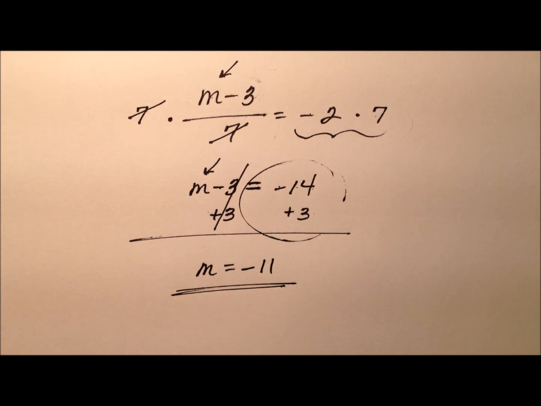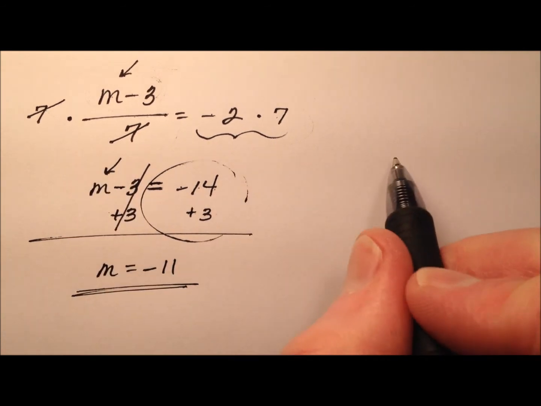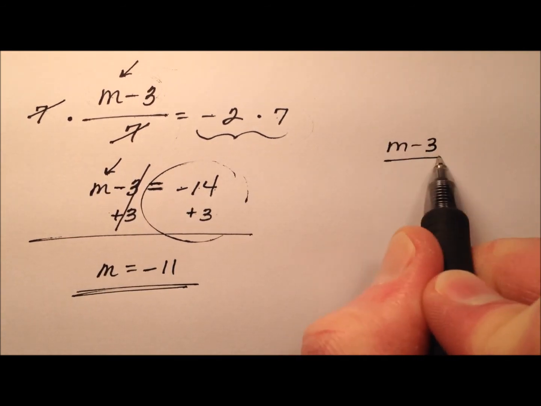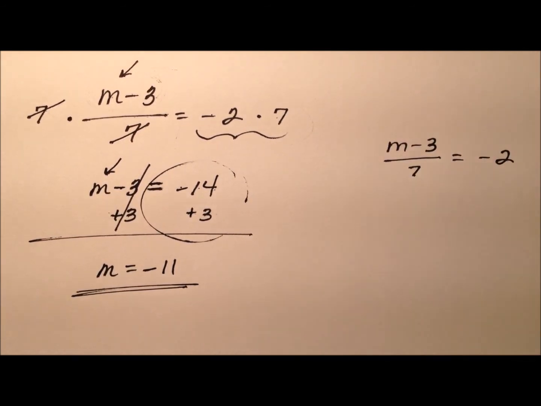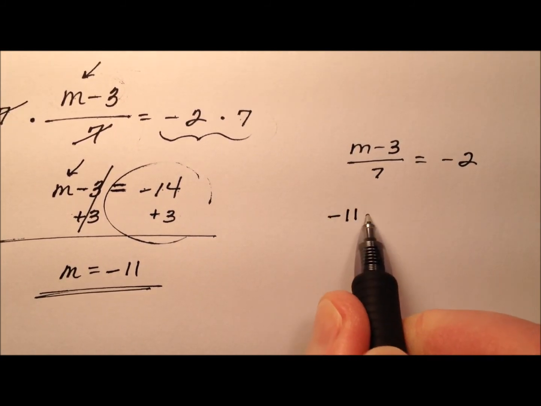So the value for m in this case is negative 11, and once again, let's go ahead and plug it back in just to ensure that it works. So I'll go ahead and write the whole thing down. Let's plug negative 11 in for m.